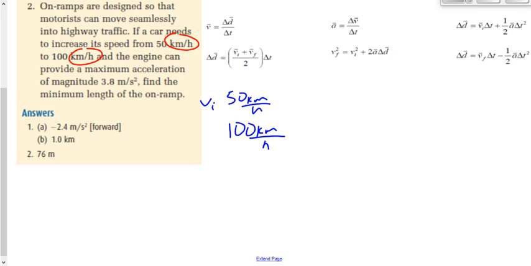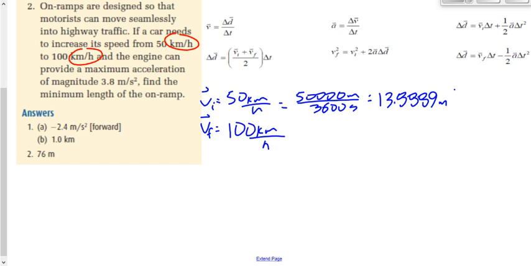The initial velocity. Tell me what the 100 is. That's VF, right? Let's figure these out in meters per second right now. 50 times 1,000 gives me 50,000 over 3,600 seconds. What is that in meters per second? 50,000 divided by 3,600. Thank you. 13.8889, I assume, meters per second. 100 kilometers per hour, 100,000 divided by 3,600 seconds, I believe gives me 27.7778 meters per second.